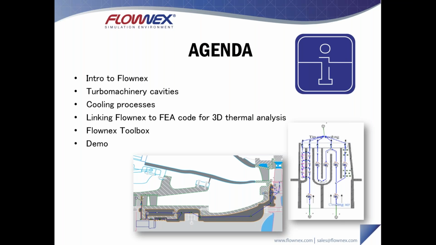Typical application in which we use some of the Flownex rotating components to model a secondary flow path in a gas turbine engine. I also briefly discuss cooling processes and how Flownex can be applied to modeling. In the specific example I'm going to be covering, it's just an airfoil. And then I'll also discuss how Flownex can be linked to an FEA code for full 3D thermal analysis as well. I'll touch on some additional tools in Flownex Toolbox, and then there'll be a demo portion where I bring up a network or two depending on how much time we have, and I'll speak to that.